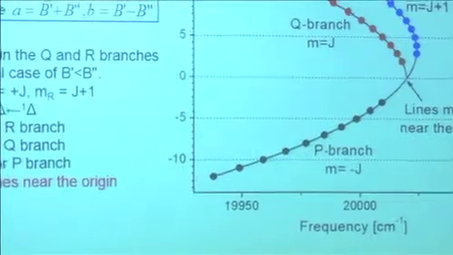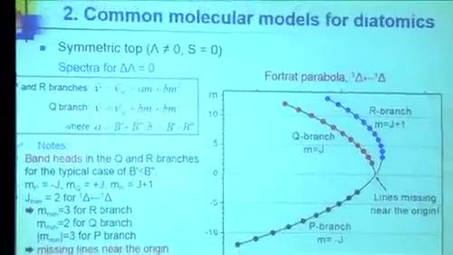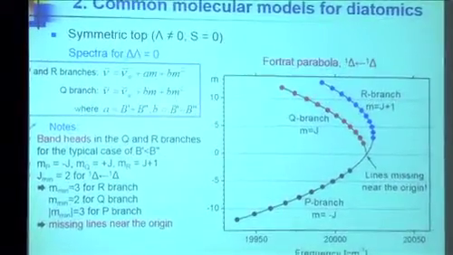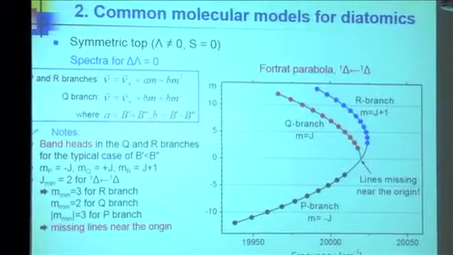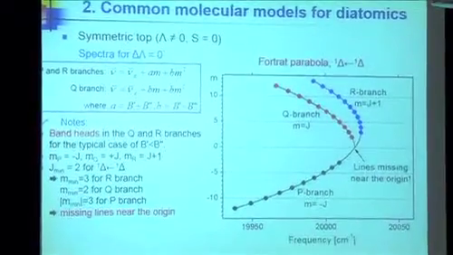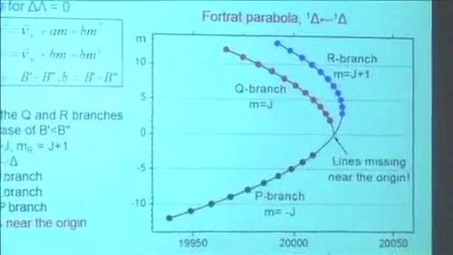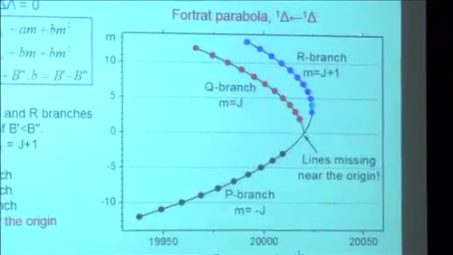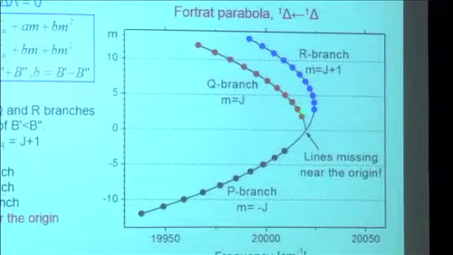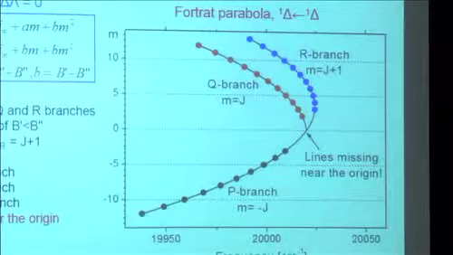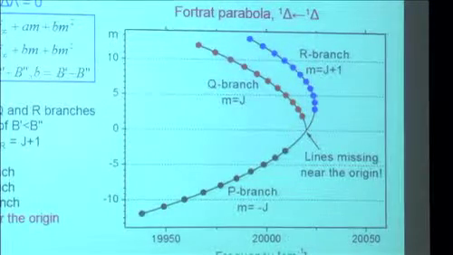So when you plot these lines, they look like this. So this is a symmetric top for delta lambda of 0. And this is what they look like. There's the band head. So if you took an exposure on a piece of film, the last line would be right here. That would be the band head. And the last line of the Q branch should be right here. So you'd see two apparent band heads.